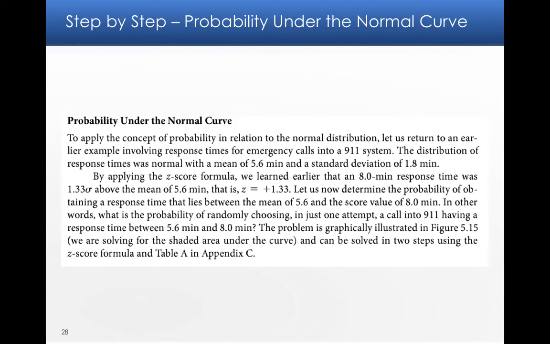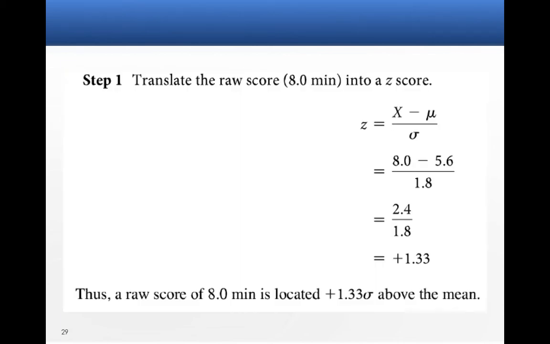Now let's use that to determine the probability of obtaining a response time. So what are the odds that we're going to get a response time between 5.6 minutes and 8 minutes? Okay, so a call goes into 911 and the response time is between 5.6 minutes and 8 minutes. Okay, we can do this pretty easily. We're going to take that raw score, 8 minutes, and turn it into a Z-score. So that's going to be 8 minus mu, 8 minus 5.6, divided by 1.8. So we know the raw score is 1.33 sigmas above the mean.